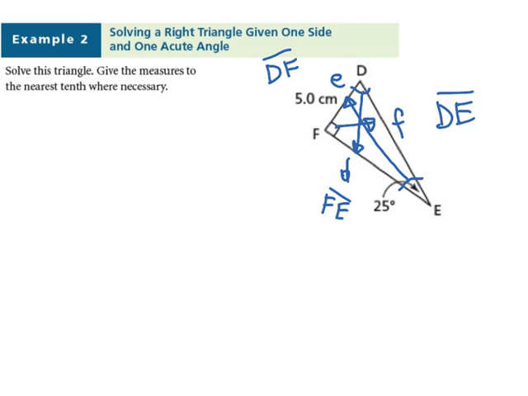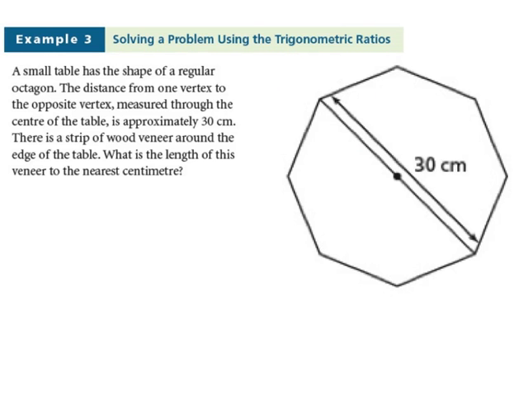Let's take a look at the last example. A small table has a shape of a regular octagon. That means an 8-sided figure. The distance from one vertex to the opposite vertex, measured through the center of the table, is approximately 30 centimeters. There's a strip of wood veneer around the edge of the table. What is the length of this veneer to the nearest centimeter?